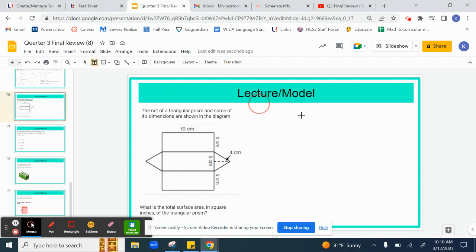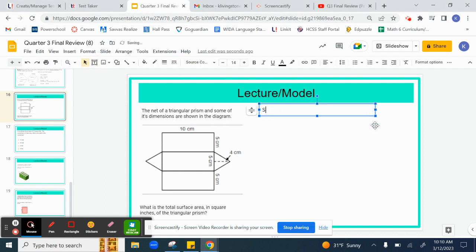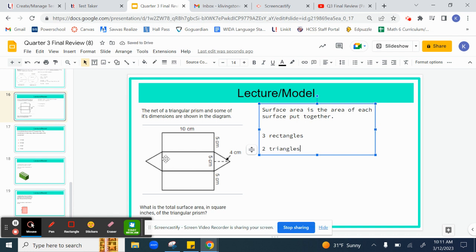So we know that surface area is the area of each surface put together. So we need to look at the 3 rectangles and then the 2 triangles, because those are the faces. We have 1, 2, 3 rectangles and 1, 2 triangles.